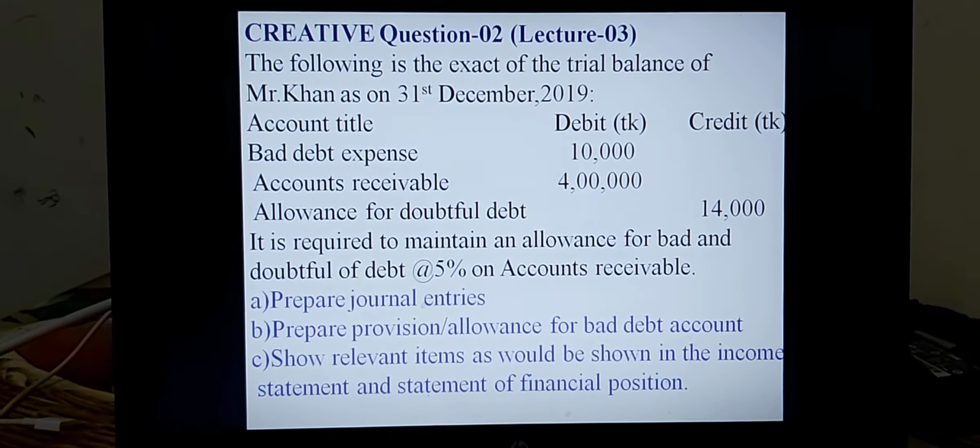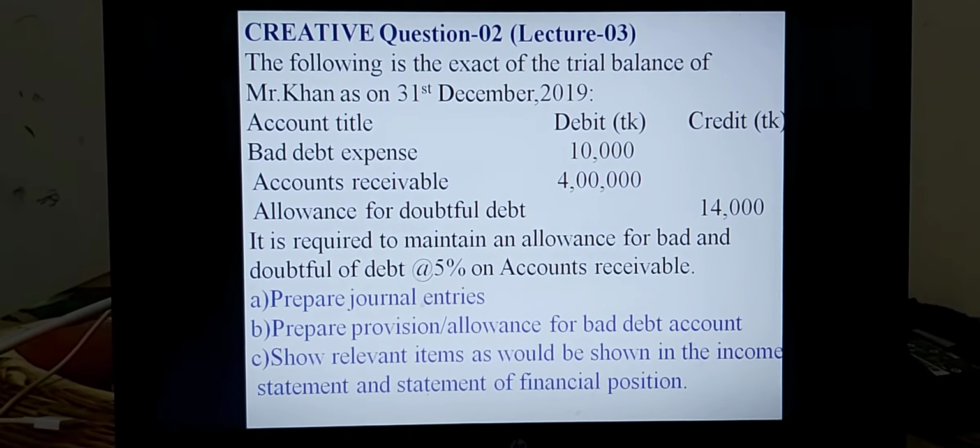Dear students, this is lecture number 3 for creative question solutions. Creative question number 2. The following is an extract of the trial balance of Mr. Khan as on 31st December 2019. Only some information is taken from Mr. Khan.